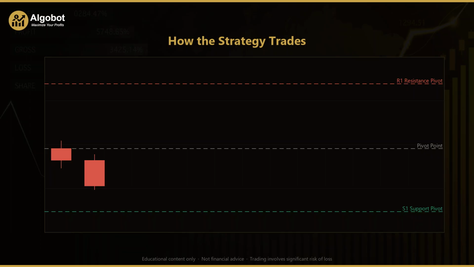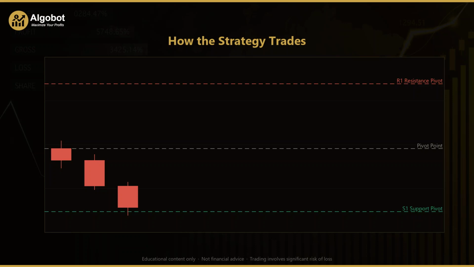Let's bring this to life on the chart. You can see 3 dashed horizontal lines. The middle one is the pivot point. The lower green line is the S1 support pivot, and the upper red line is the R1 resistance pivot. These are the levels the strategy builds from the recent range, and price is going to interact with both of them.